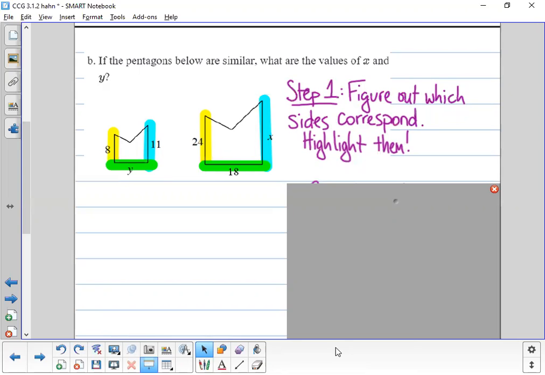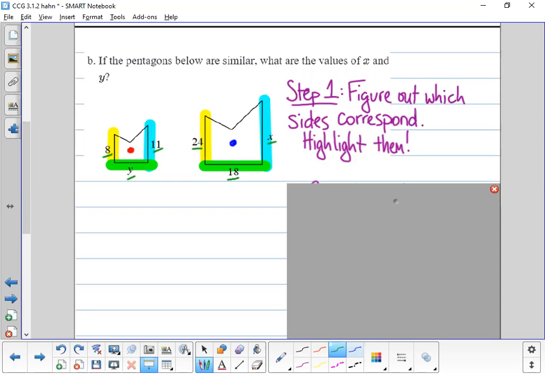Okay, so now looking at these shapes, I'm going to call this my red shape and this one my blue shape. I notice that in my red shape and my blue shape, I've got values for the yellow highlighted side, 8 and 24. But in the other highlighted sides, I've got a variable and a value, and a value and a variable.